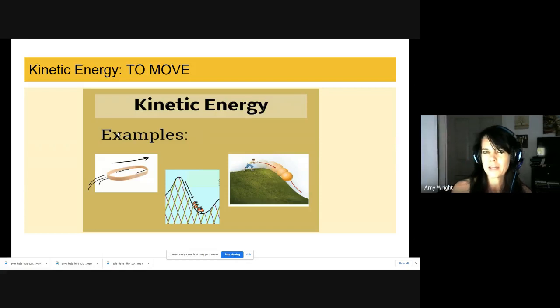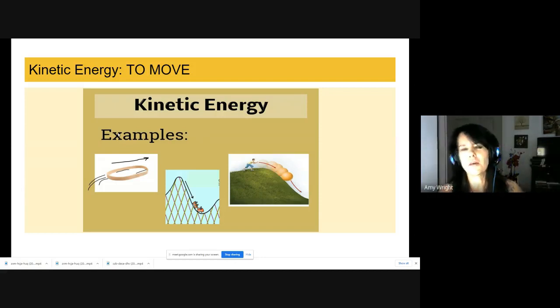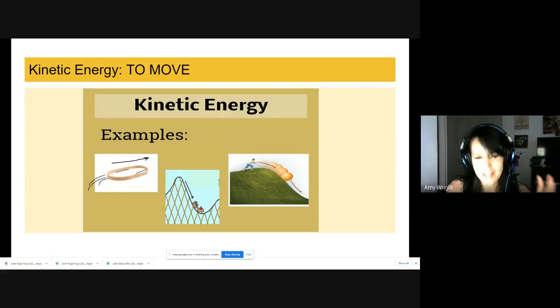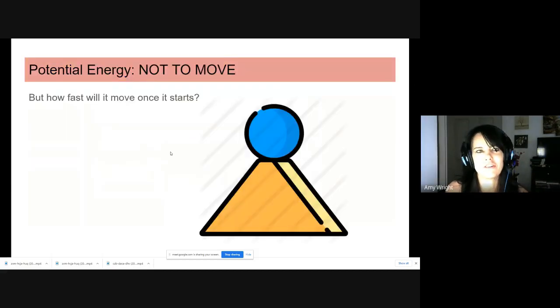So you have the rubber band here and you flick it across the room. As it's flying across the room, guess what? That's kinetic energy. On a roller coaster going up and down, you're using kinetic energy. Pushing a ball down the hill, kinetic energy. You walking down the sidewalk, kinetic energy. Me moving my hands, kinetic energy. Anything in motion is kinetic energy.